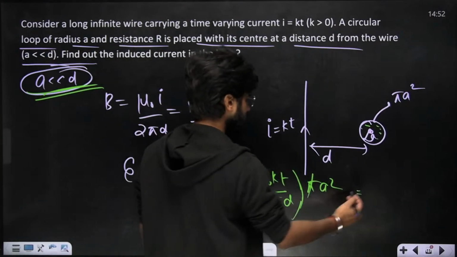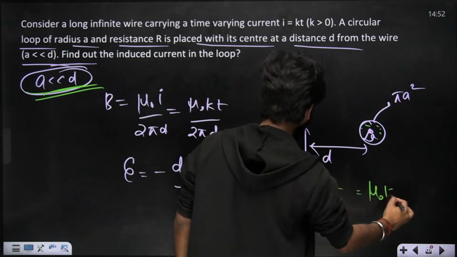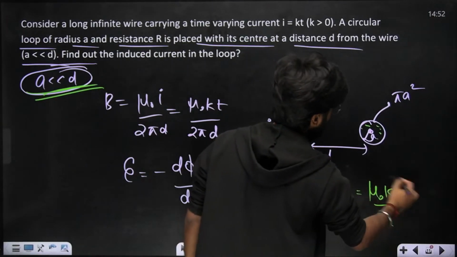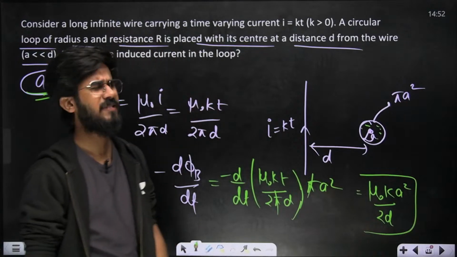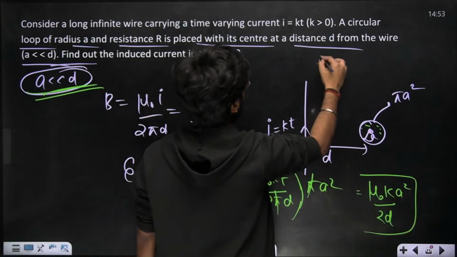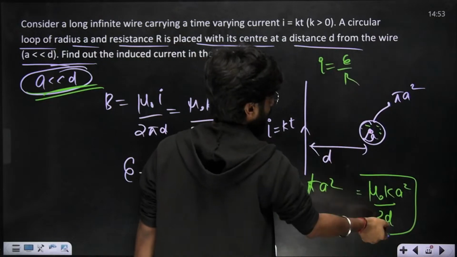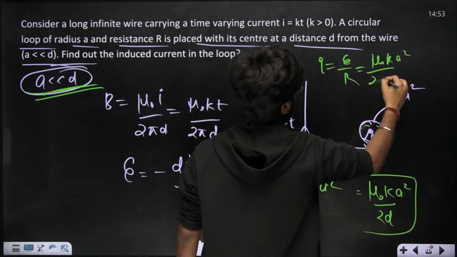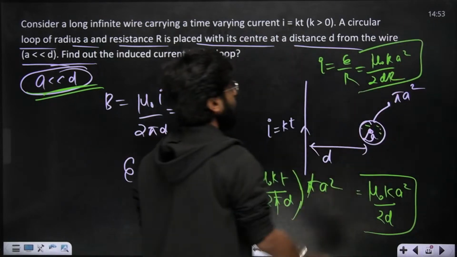Pi got cancelled. Mu naught k by 2d into a square. So this is the induced EMF. Just neglect the minus sign because it is showing the direction. So what will be the value of current? I is equal to E upon R, just divided by R. So mu naught k a square divided by 2dr. This is the final answer of this particular question.